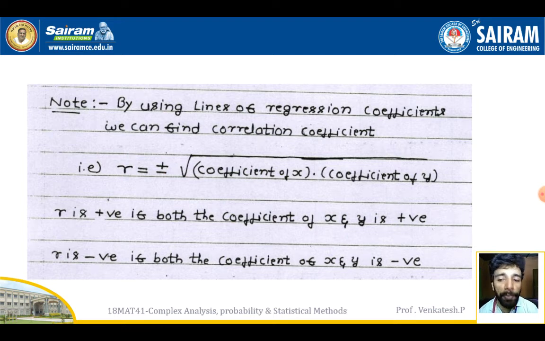Here we have to observe that r will be positive if both the coefficients of x and y are positive. So if both coefficients are positive, we can write r as a positive correlation coefficient. r is negative only if both the coefficients of x and y are negative. So if both are negative, we take r as a negative correlation coefficient. Now we will see a few examples related to the lines of regression, and how to find the correlation coefficient and also the means of x and y from the lines of regression.